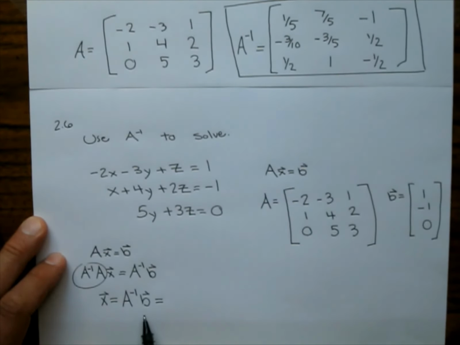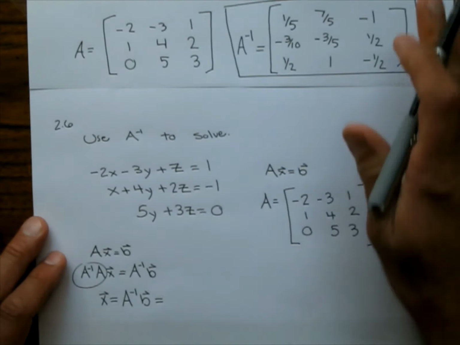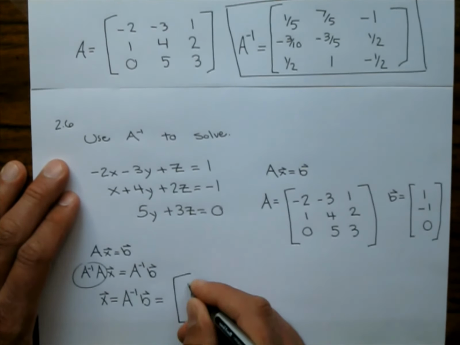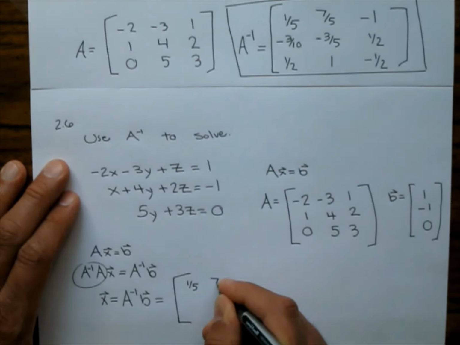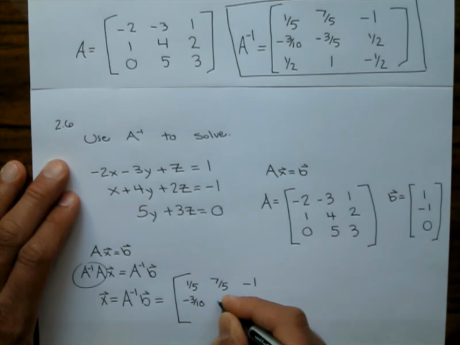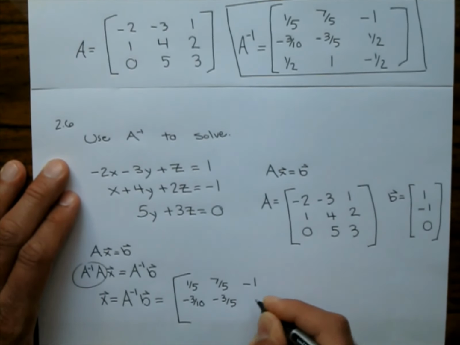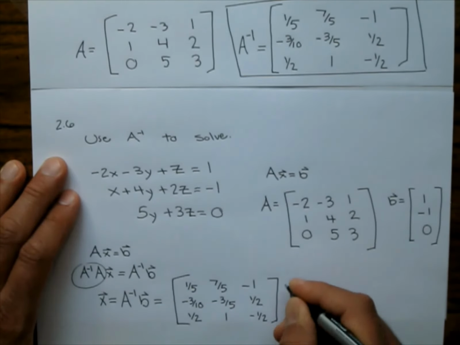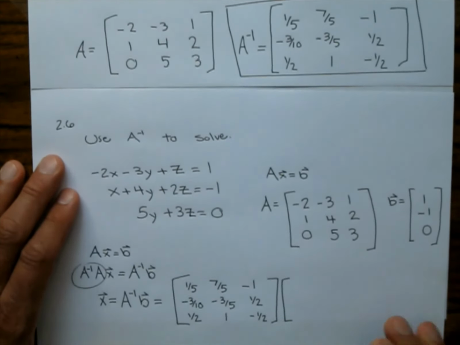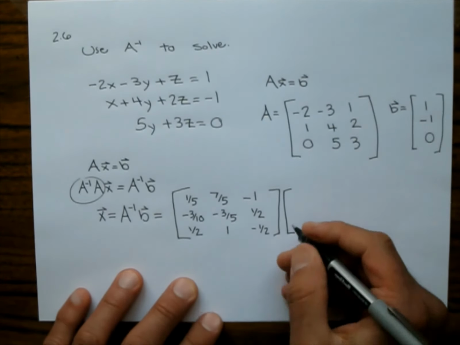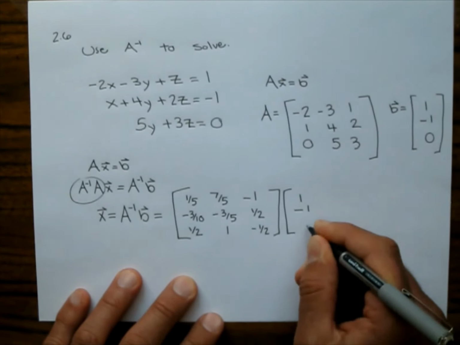Well, from the last problem, we figured out what A inverse is. It's this guy right here with all the fractions. So let's write that up. This is 1/5, 7/5, negative 1, negative 3/10. So we did all the work already on this. Then we have 1/2, 1, and negative 1/2. All I really have to do is multiply that by the right-hand side vector B. So let's get rid of this, because now we know what A inverse is from the last problem. So we have 1, negative 1, 0.